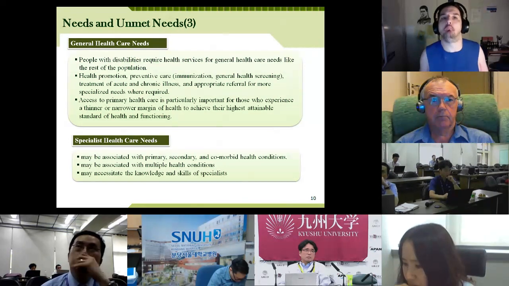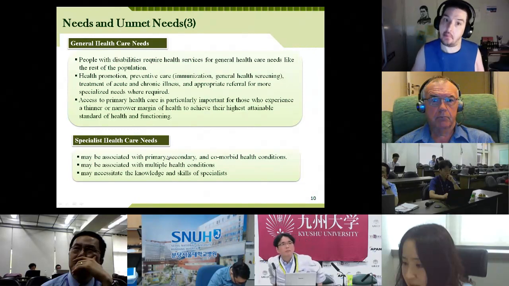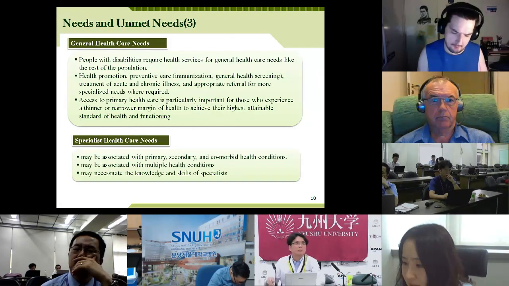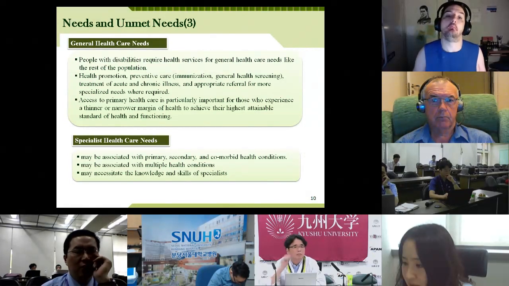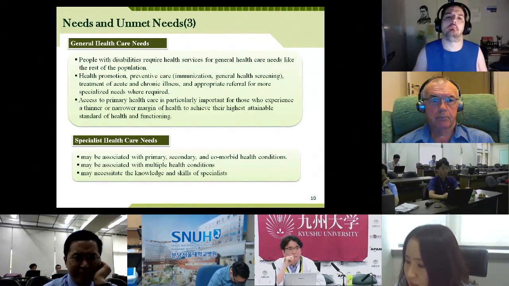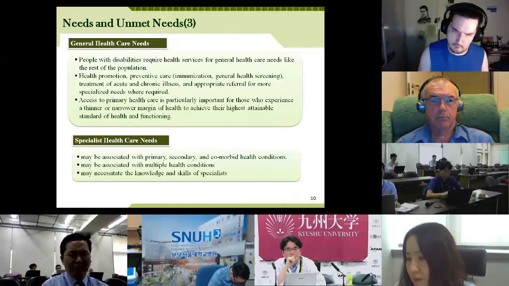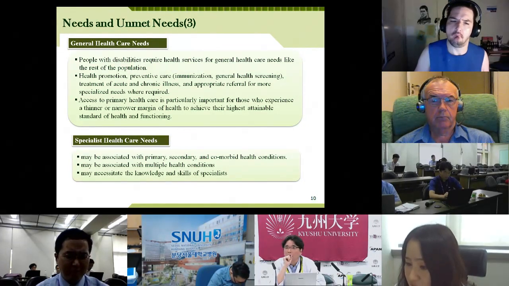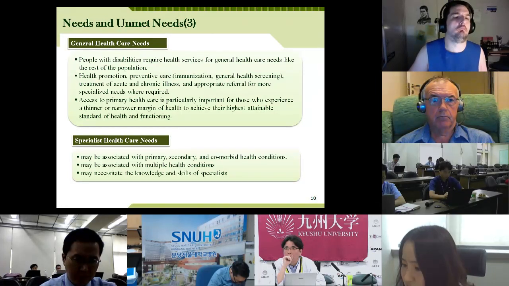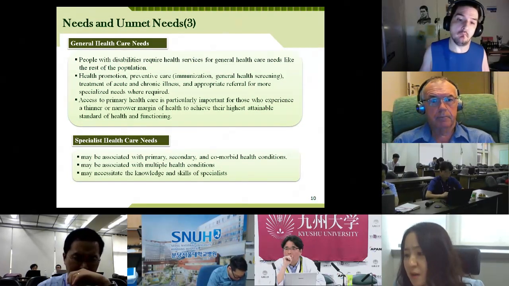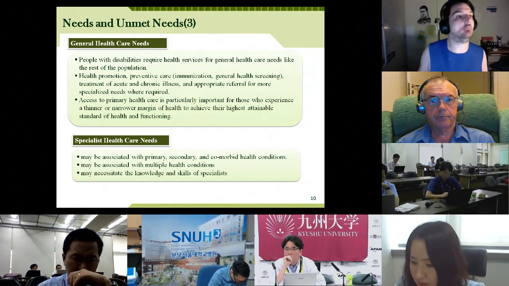Specialist health care needs may be associated with primary, secondary, and comorbid health conditions. Some people with disabilities may have multiple health conditions, and some health conditions may involve multiple body functions and structures. Assessment and treatment in these instances can be quite complex, and therefore may necessitate the knowledge and skills of specialists.